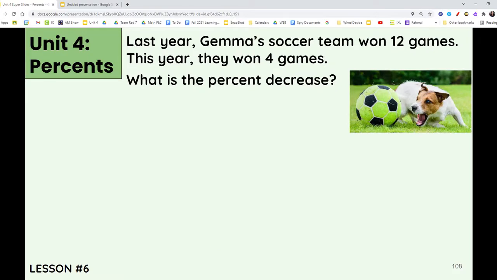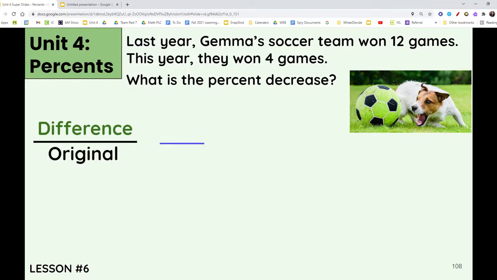Last year, Gemma's soccer team won 12 games. This year, they won 4 games. What is the percent decrease? Well, we have to do difference over original. Go ahead and find the difference between the two amounts.